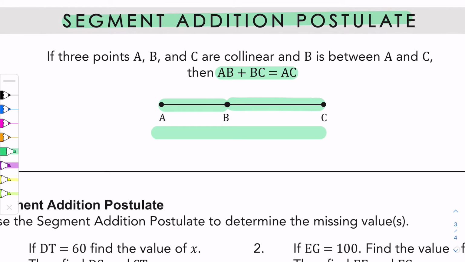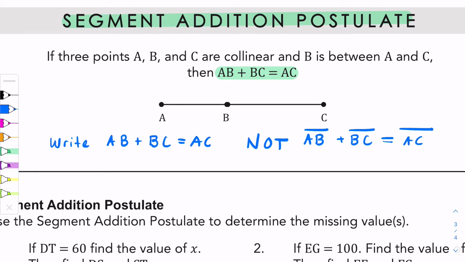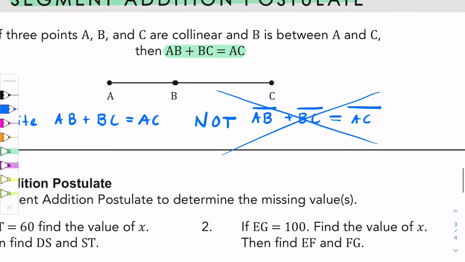I think everyone can figure that out, but it is called a postulate and you do have to make sure you use the correct notation. So we always write this as AB plus BC is equal to AC. We do not write it as segments. We don't write AB with a segment bar plus BC with a segment bar is equal to AC with a segment bar. This is wrong. You only use that segment bar when you're naming from a diagram.